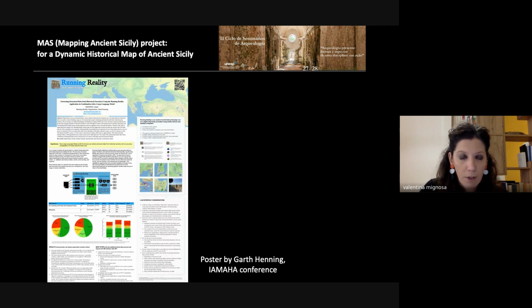And this is a poster about this last work on extracting data.